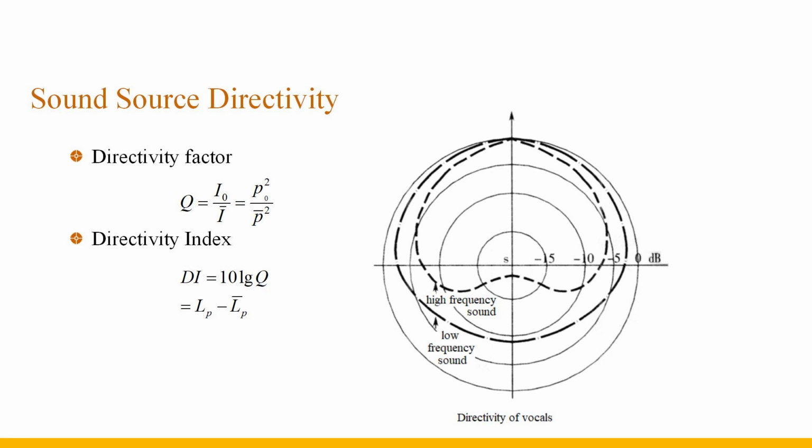The directivity of the sound source is usually represented by a polar plot. Points on the same curve have equal sound pressure levels. As can be seen from the figure, the higher the frequency, the stronger the directivity. Direct sound energy is concentrated near the radiation axis of the sound source.